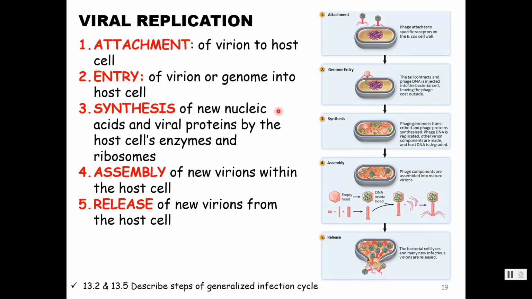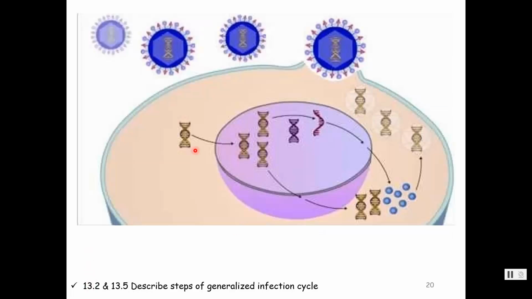Then it's the virus's job, since it's a parasite, to reproduce. So we're going to get synthesis of new nucleic acids and viral proteins. This is when that virus particle is going to hijack that host cell. Then we're going to get assembly of the new virions within the host cell. We have to get that genetic material packaged inside that nucleocapsid. Any spike proteins need to be assembled. And then the last step is release of those new virions from that host cell.